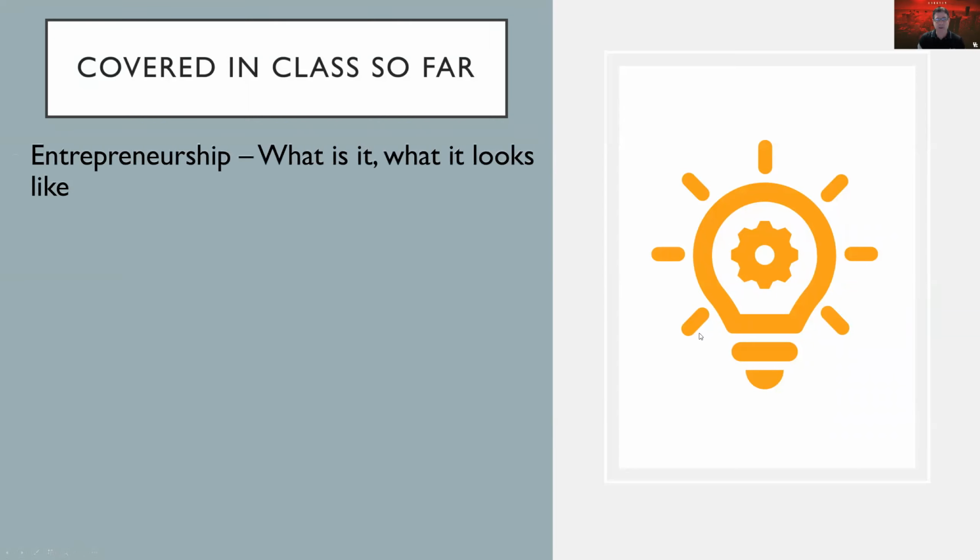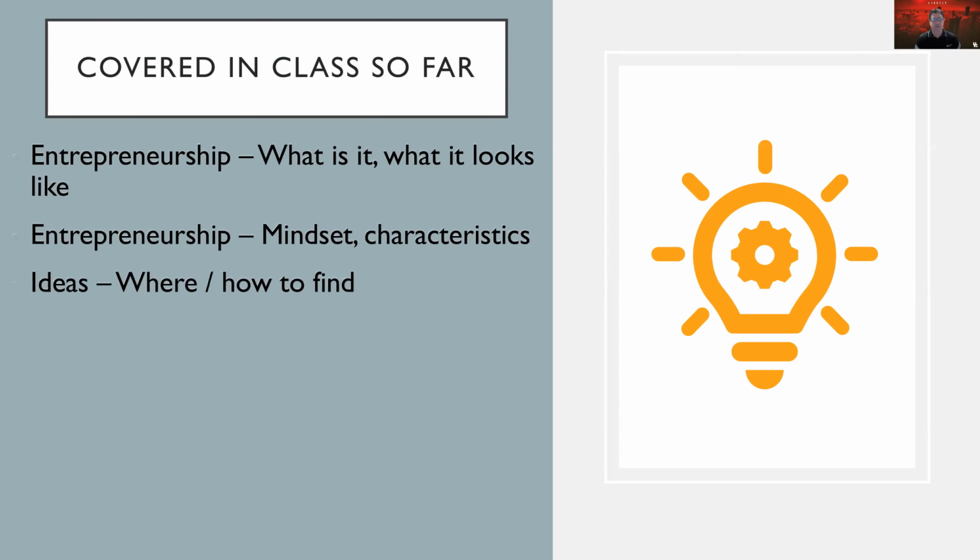So what have we covered in the class so far? Well, so far we've covered entrepreneurship. What is it? What it looks like? The mindset and the characteristics that entrepreneurs have. A little bit about ideas, where to find them, how to find them, the understanding that they're not light bulb moments typically, that they're typically iterated over time. Some basic criteria that you can evaluate ideas against to figure out, is the idea I have a good idea, a bad idea?